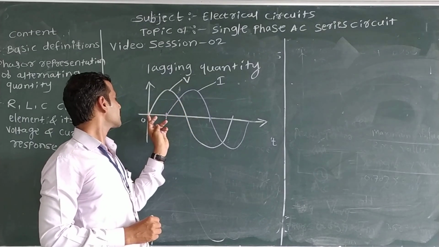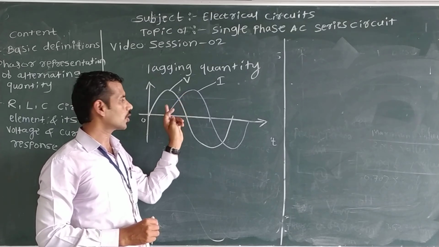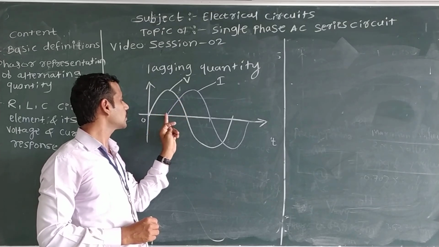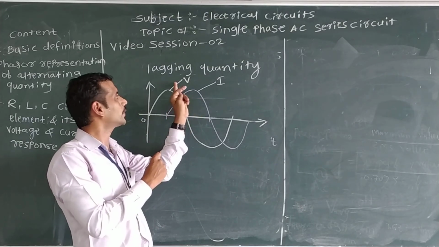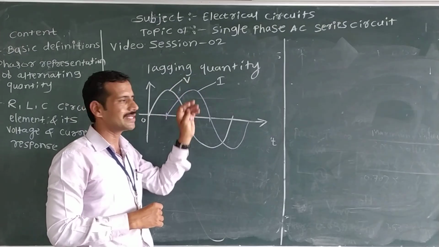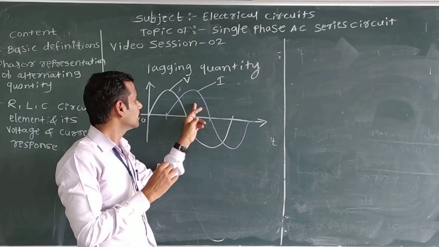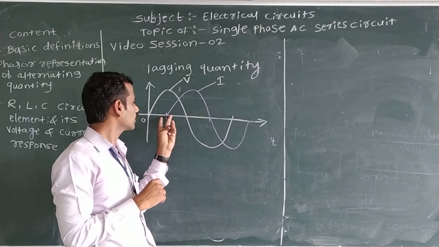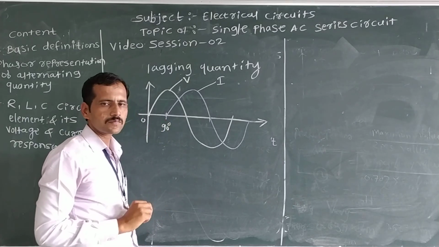Means here voltage starts from its zero position, and later the other quantity starts, which will reach zero and maximum value later than the voltage quantity. That is known as lagging quantity. Lagging means behind. Here current is lagging by 90 degree.